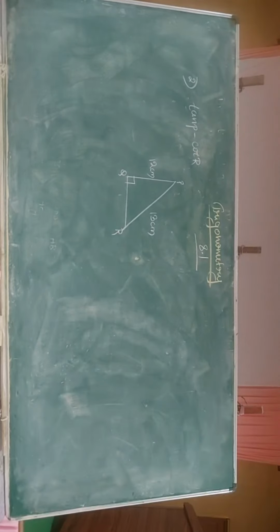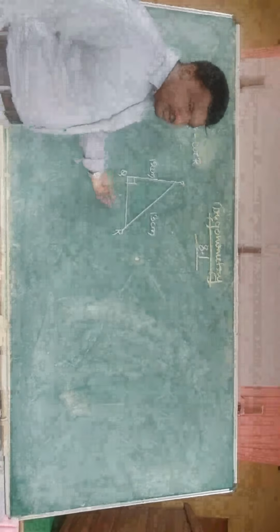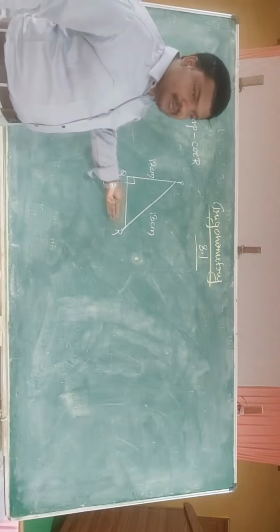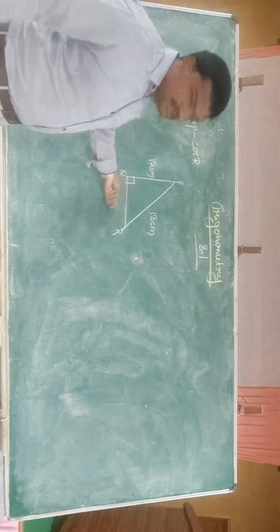Opposite upon adjacent, right? But adjacent is not given. QR is not there. Again Pythagoras theorem. With the help of Pythagoras theorem, we can calculate the base of the triangle.